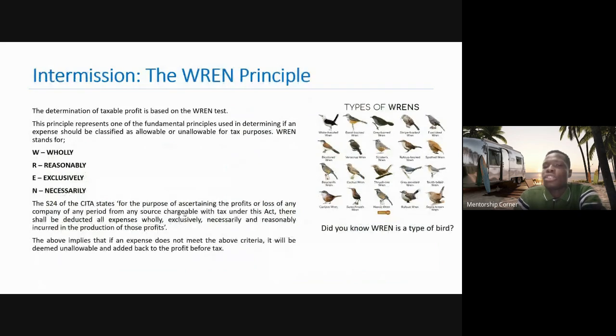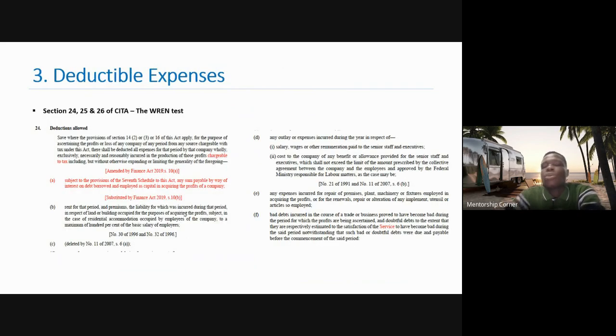Now, intermission, the WREN principle, we've talked about this. Now we are going to the deductible expenses. So deductible expenses are addressed under section 24, section 25, and section 26. Section 24, section 25, and section 26. So this material will be made available to everyone after the call, so that we can easily go back to it if you want to make reference to it. So under section 24, it focused more on deductions allowed.